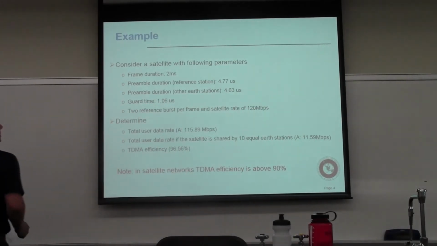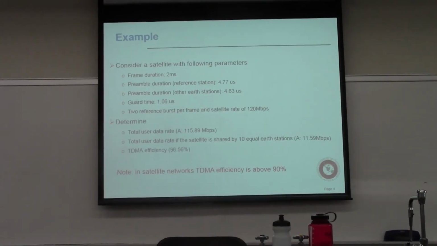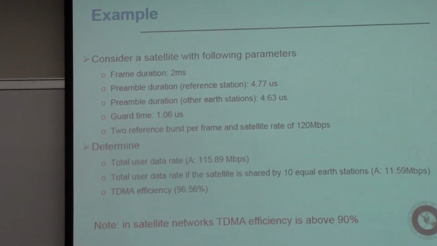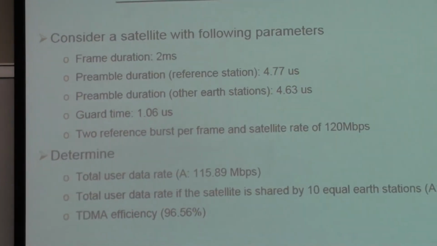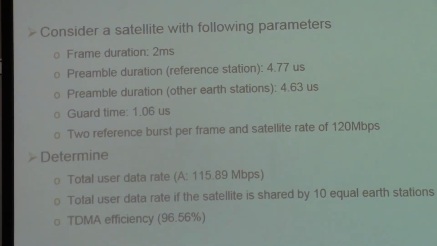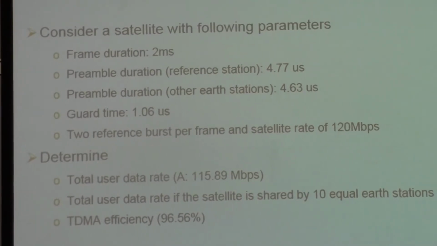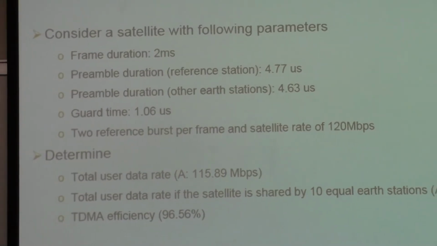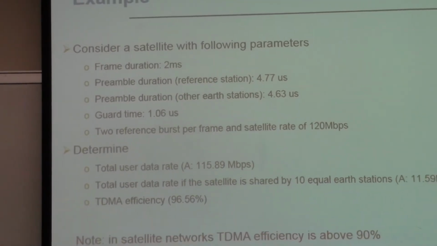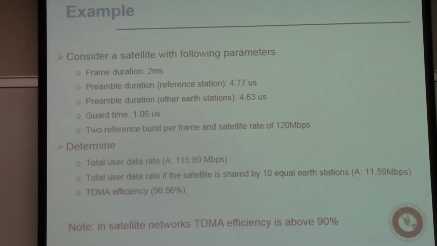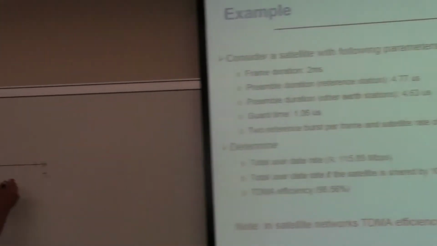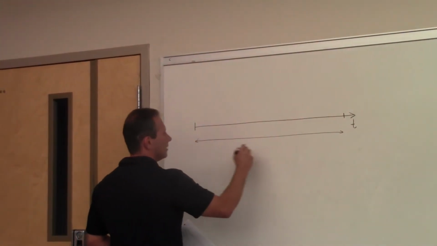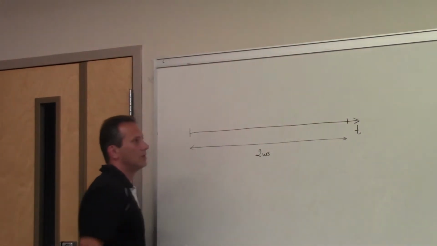So it says, consider a satellite with the following parameters. Frame duration 2 milliseconds, preamble for reference station 477, and preamble for other Earth station 463, and guard time this long, and then you have 2 reference bursts per frame, and a cellular rate of 120 megabits per second. So let's distill all of this into an example of how this frame looks. This is a t-axis. This is the duration of the frame, and from here to here we have 2 milliseconds. That's the duration of the frame.